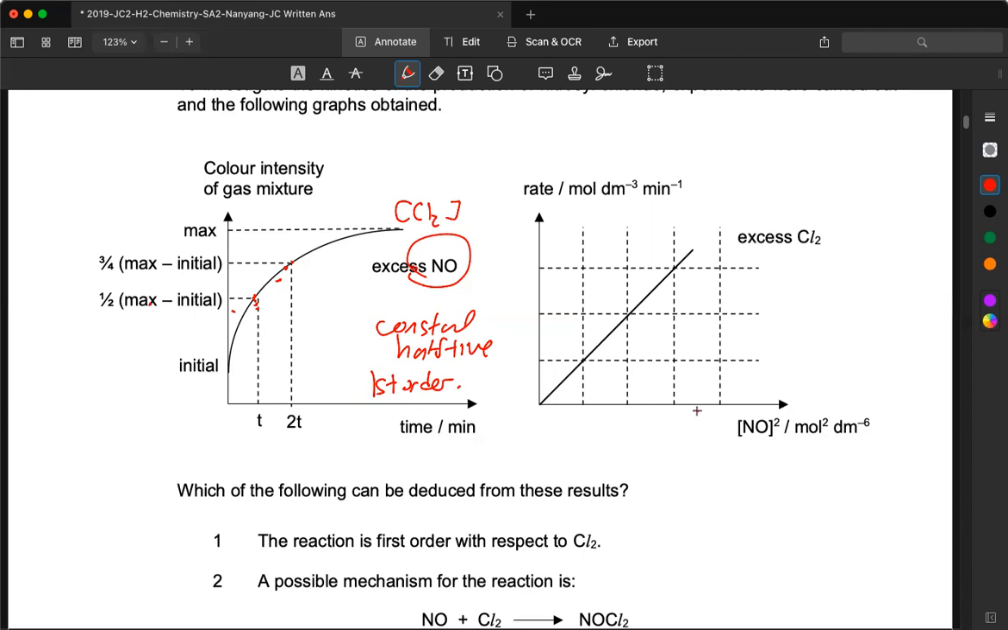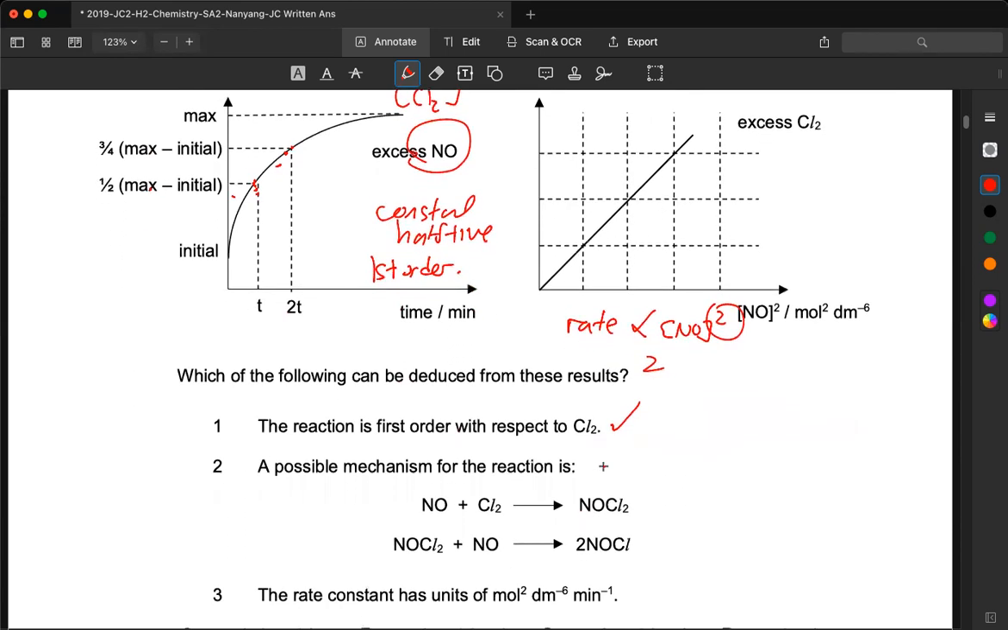And also, this is a supporting graph to prove that it's first order. The graph of rate against NO squared shows a straight line with constant positive gradient passing through the origin. So the rate is directly proportional to NO to the power of 2. So that means with respect to NO, the order of reaction is 2.